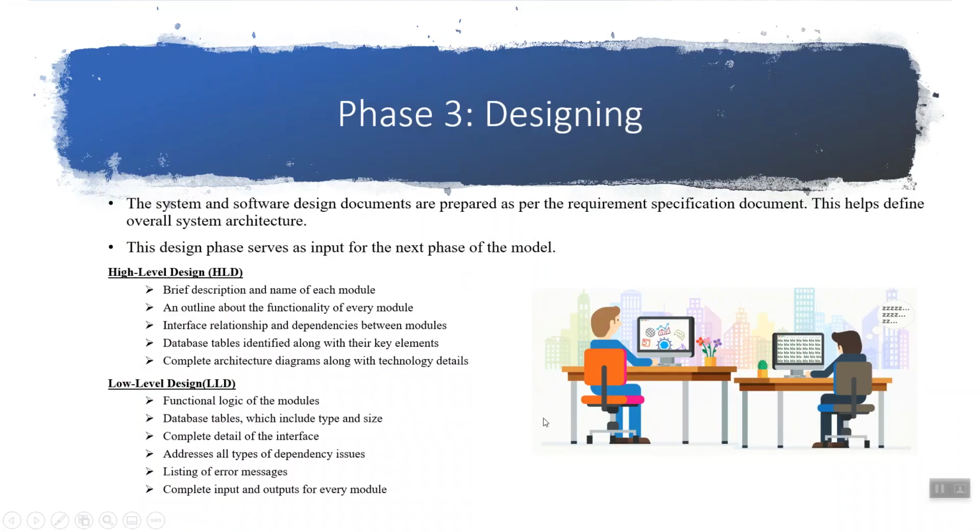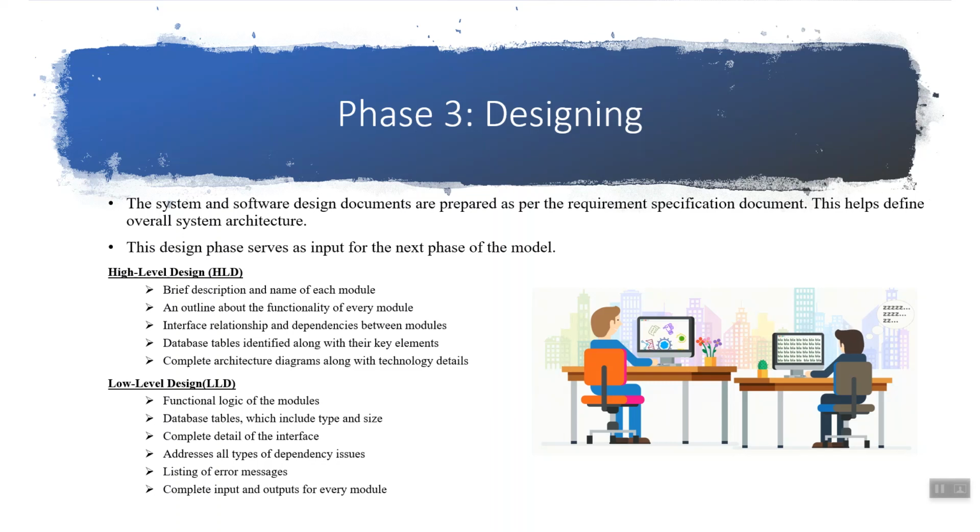The third phase is designing. The system and software design documents are prepared as per the requirement specification documents in this phase. So this helps the overall system architecture. This design phase serves as inputs for the next phase of the model. There are 2 types of design documents in this phase, high level design and low level design documents.